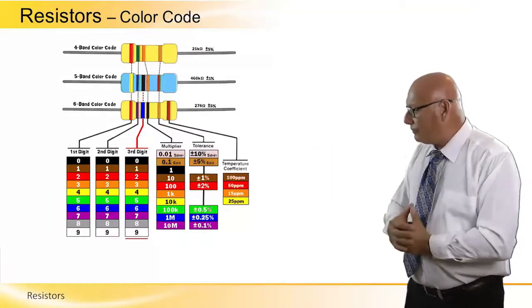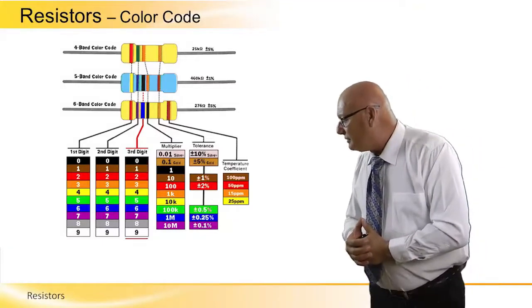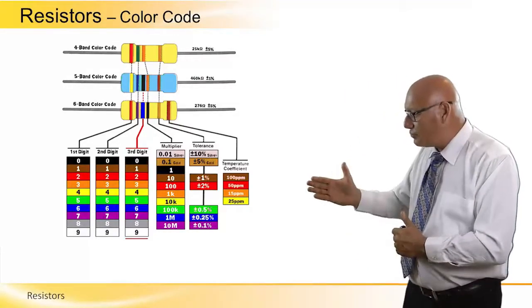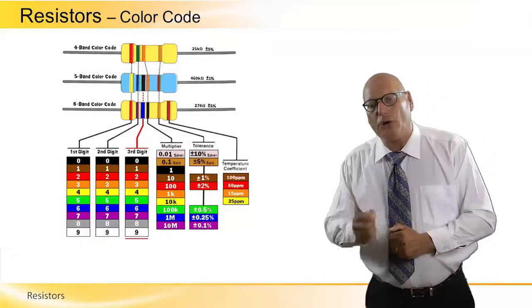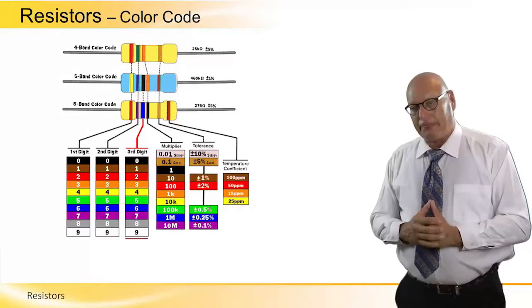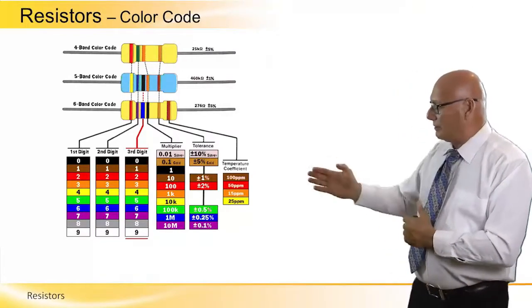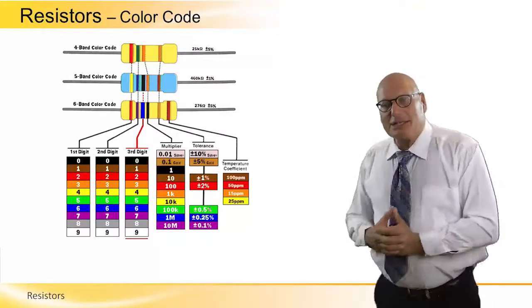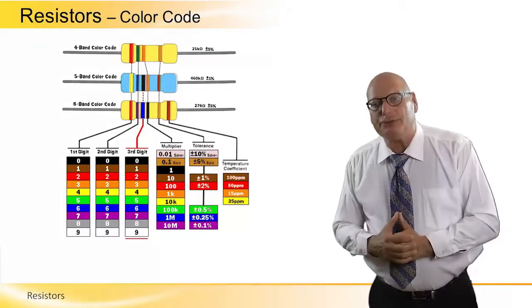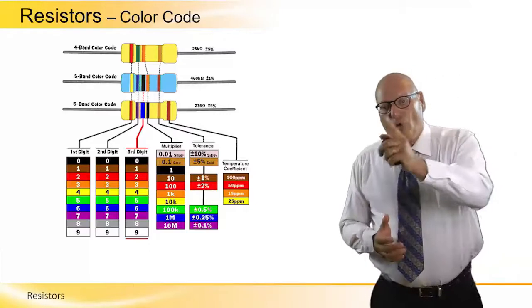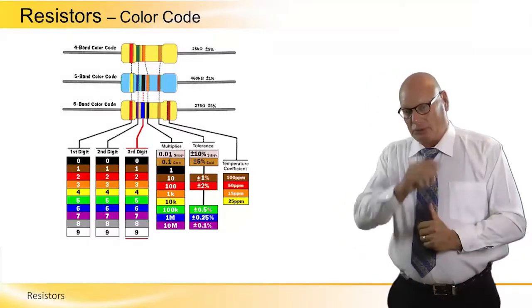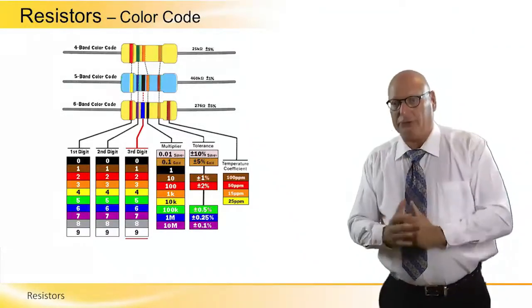The one on the left is the first digit. The one next to it is the second digit, then the third digit, and then comes what we call a multiplier. Let's look at the resistor on the top. It says that the resistor is 256 kilo ohm. And let's see how it does. Red is number 2, so it's 2, the color code of the first digit.